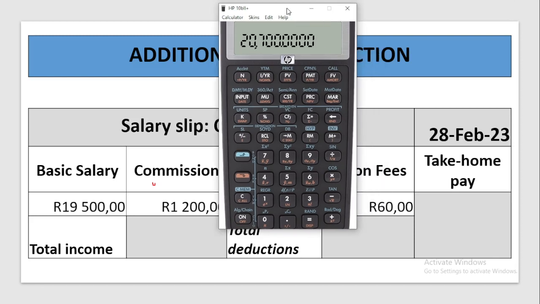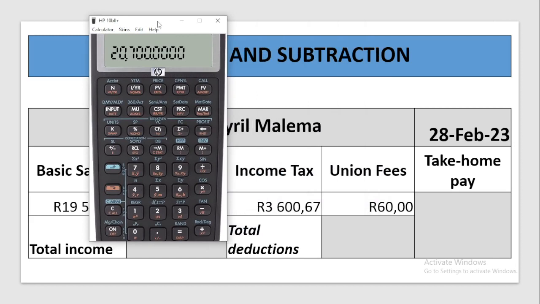Then in terms of the deduction, we're going to have 3,600.67 plus 60. So this will be 3,660.67. One of the most important things in finance is that you should not only be able to put down the calculation or write down the calculation. You should also be able to read out the calculation.